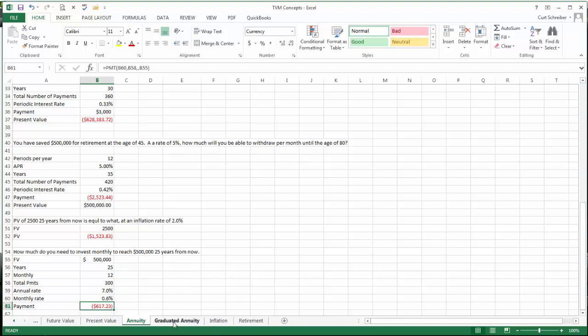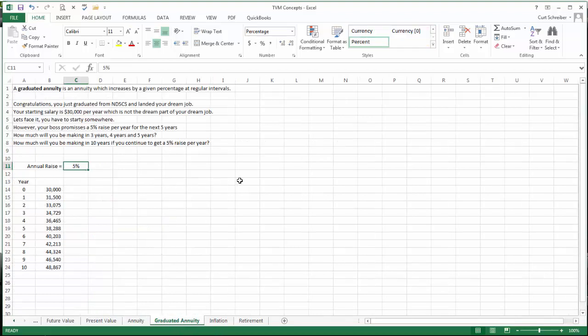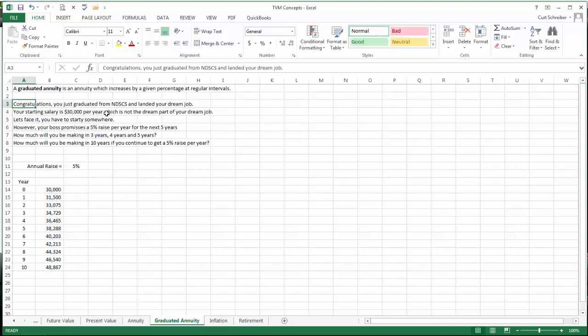Okay, the next concept is a graduated annuity. A graduated annuity is the same amount except that it increases by a given percent every year. Let's take a look. Congratulations, you just graduated from NDSCS and landed your dream job. However, you start at $30,000. It is what it is. Let's face it, you have to start somewhere.